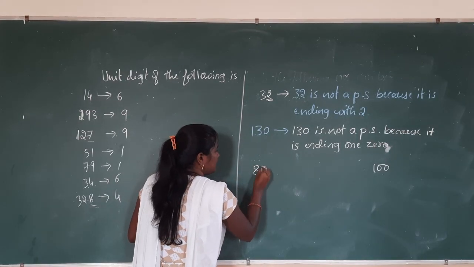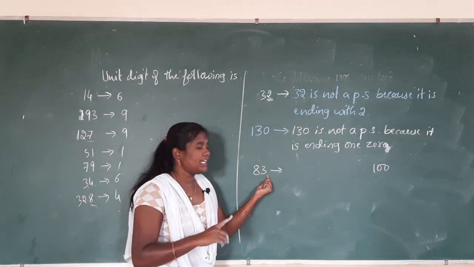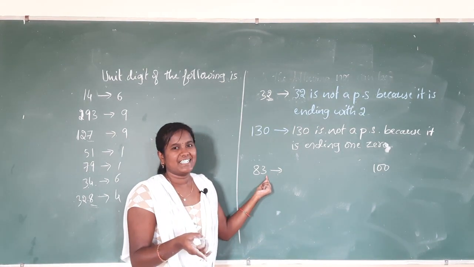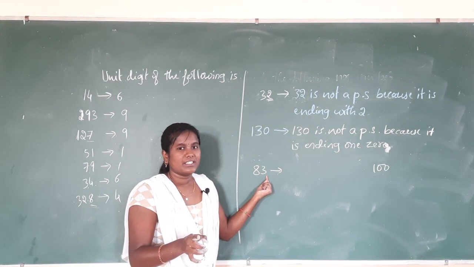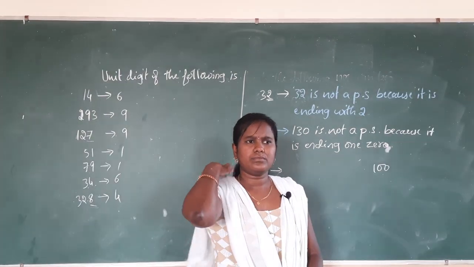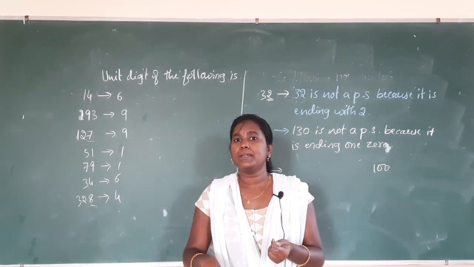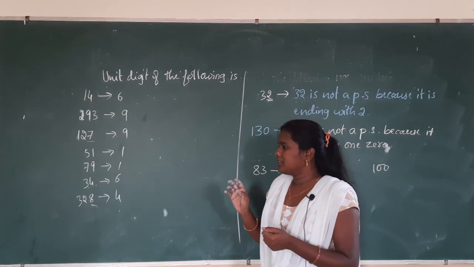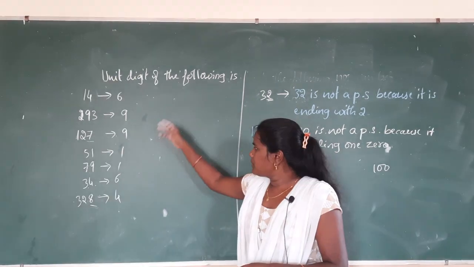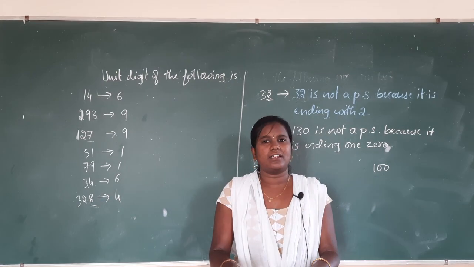If the number is 83, is 83 a perfect square? 83 is not a perfect square because it is ending with 3. Are you getting it? Such questions are there in your exercise. And also, as I saw your fair books which have been sent to me, I observed that you are still making mistakes. Like how I am solving on the board, if you solve like that, that will be the easiest method.